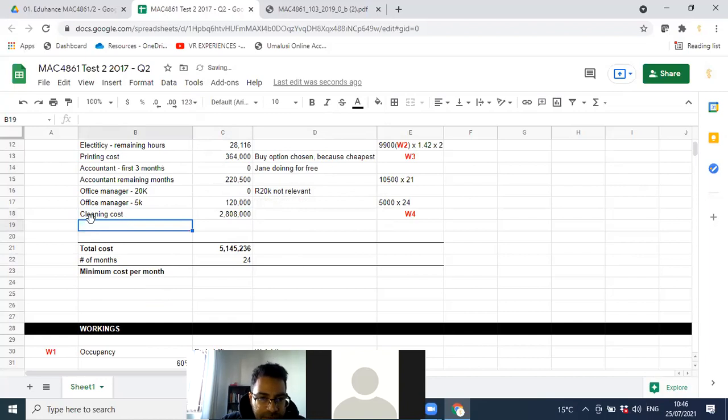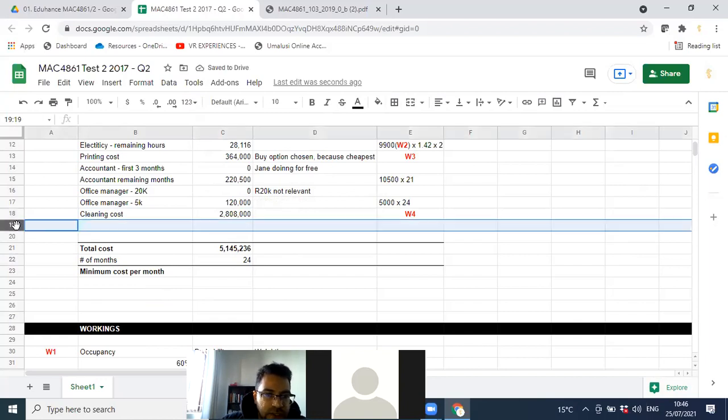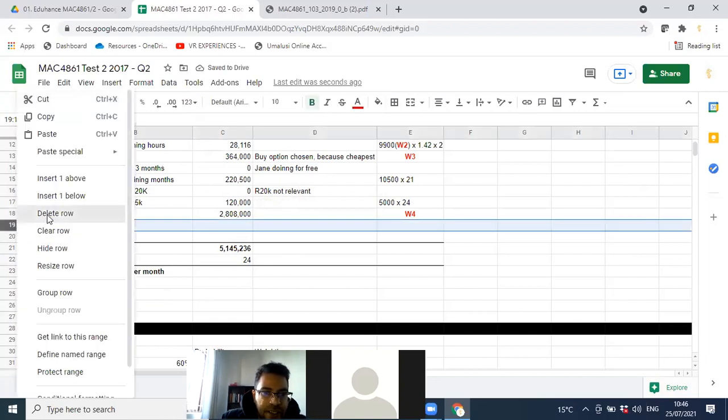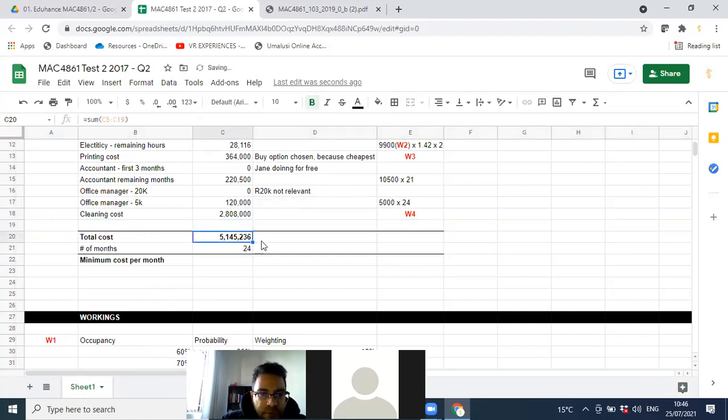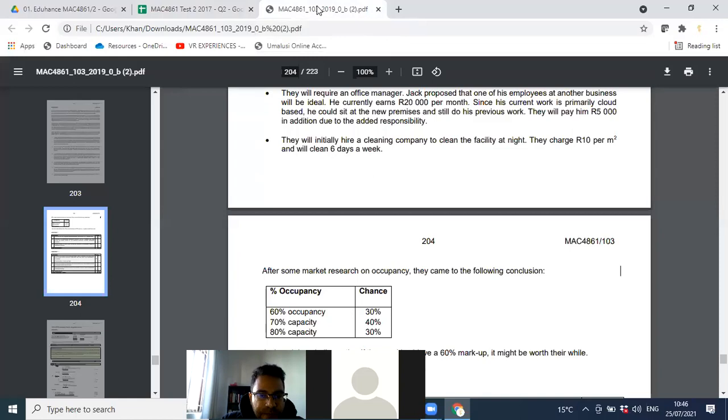So there we have covered everything. For 2 years, the cost is going to be 5.1 million. So the monthly minimum cost is going to be 5 million divided by 24. So the monthly minimum cost is 214,385. That's kind of what I got.